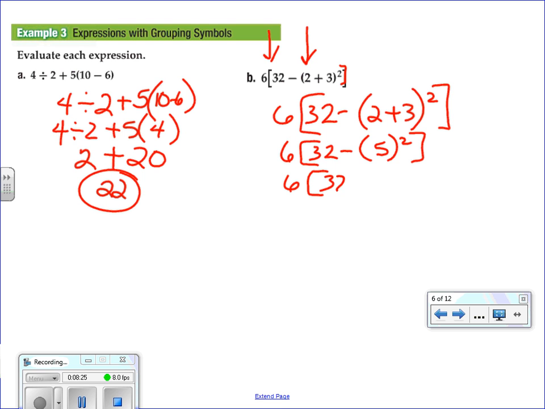That means I have to do the 5 squared first. So 32 minus what's 5 squared? 25. All right, what's 32 minus 25? It is 7. And I'm going to change from the bracket to the parentheses. It really doesn't matter, though. So our answer is 42.